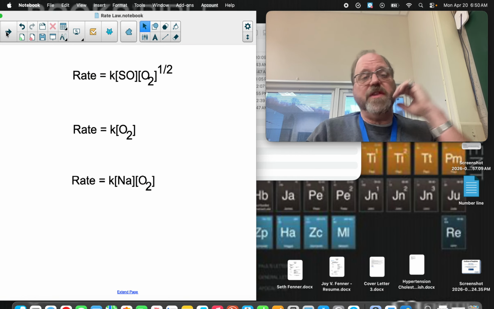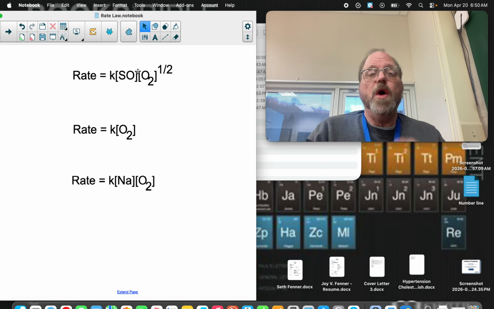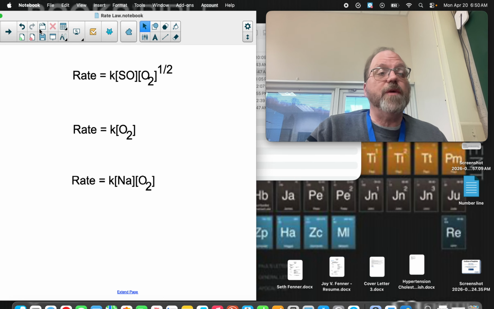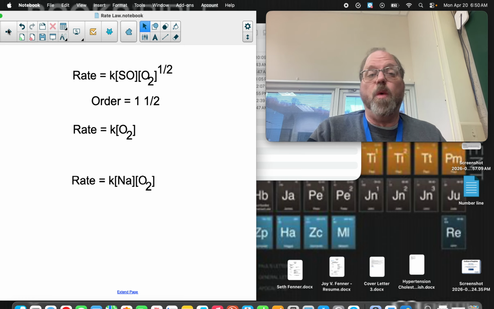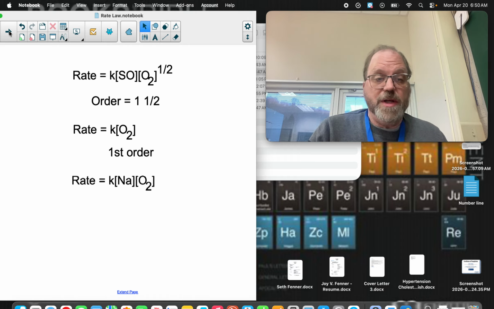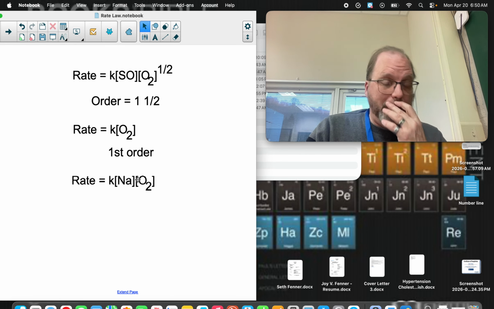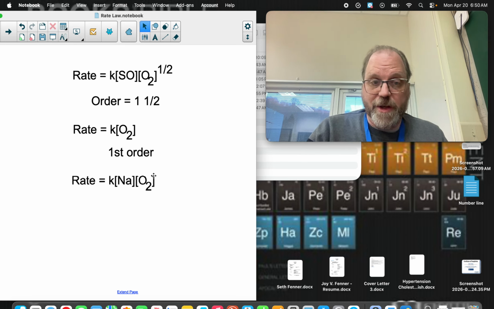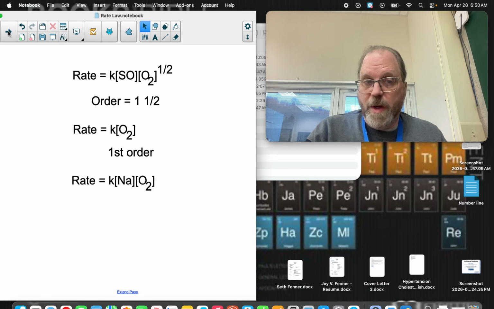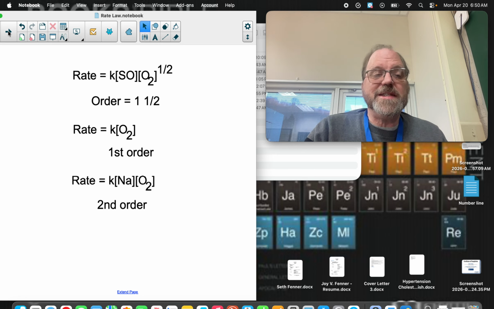So let's take a look at these three examples. In the first one, we take the exponents. This is 1. This is 1/2. We're going to add them together. If we add them together, we get that this is a 1.5 order reaction. For the second one, I only have 1 here, and it's assumed to be 1, so that's a first order reaction. So for the third one, how will we determine that one? Pause the video, try it on your own. You add those together, each of those is 1, 1 plus 1. This will be called a second order reaction.